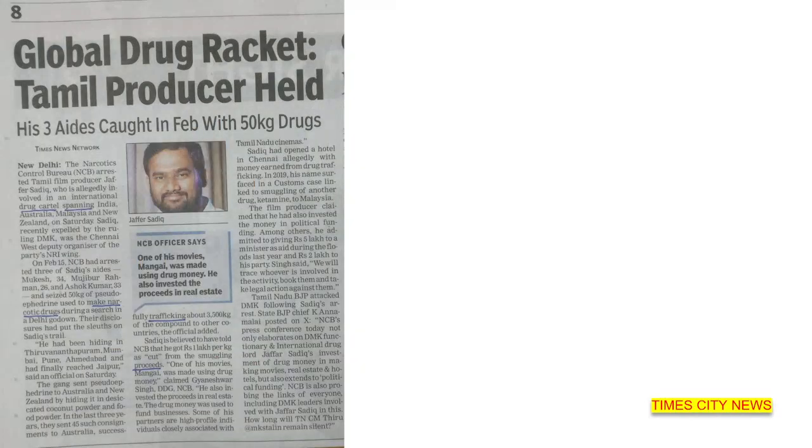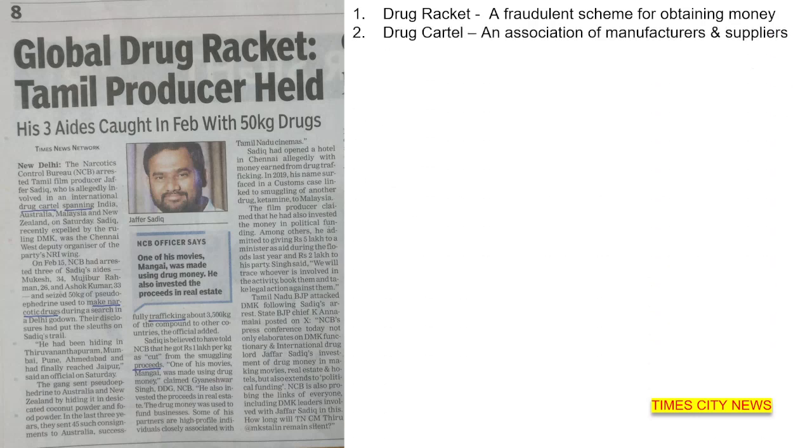Again, there is one news: global drug racket, Tamil producer held. You might have heard of this news. Now you can see the words drug cartel, spanning, narcotic drugs, trafficking, proceeds. These are the words I could find. So I have noted down drug racket, a fraudulent scheme for obtaining money. Everybody knows drug racket, but what is this? Fraudulent means fraud. And then drug cartel is a kind of association of manufacturers, a group.